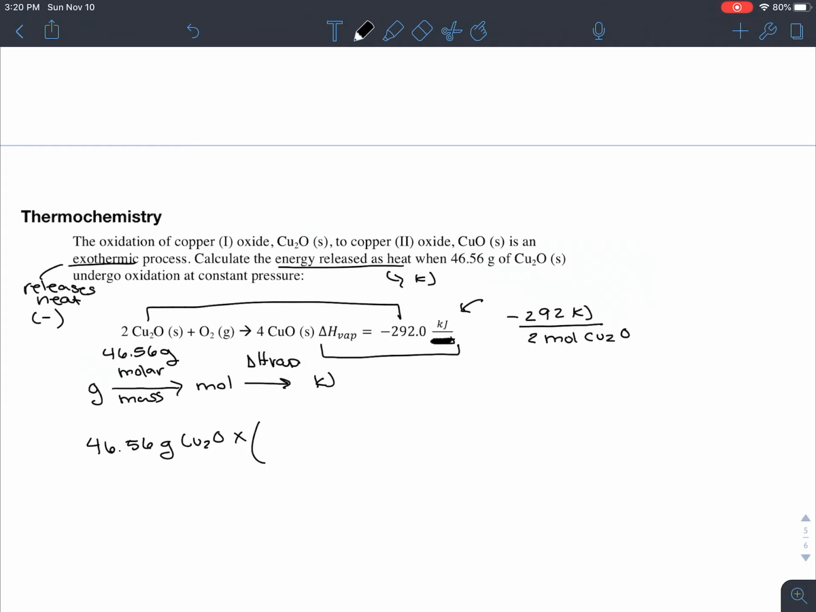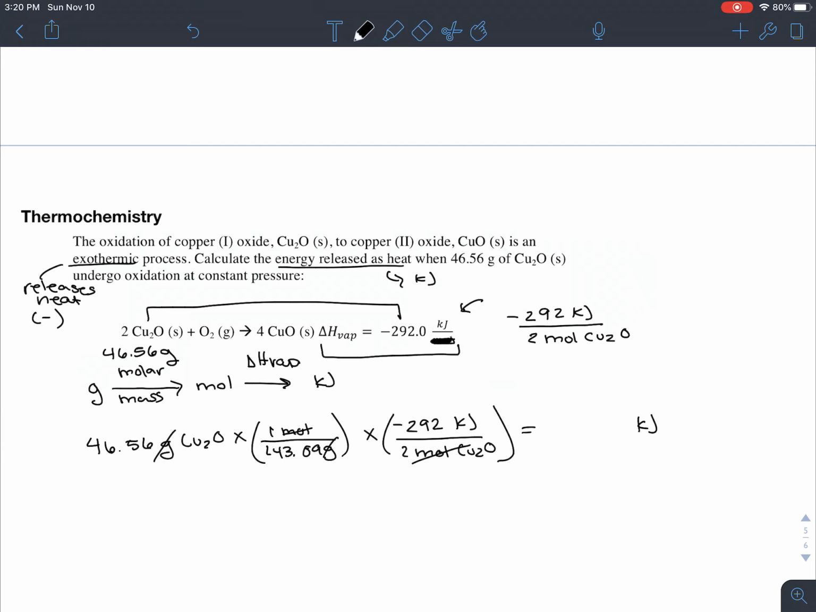So 46.56 grams copper 1 oxide times, I want to get rid of grams and I want moles, so I have to look up and calculate the molar mass for copper 1 oxide, 143.09. 1 mole goes on the top, 143.09 grams goes on the bottom, so then grams cancel, and then because you want heat release, negative 292 kilojoules per 2 moles of copper 2 oxide. Moles cancel, you're left with heat, which is exactly what you wanted.